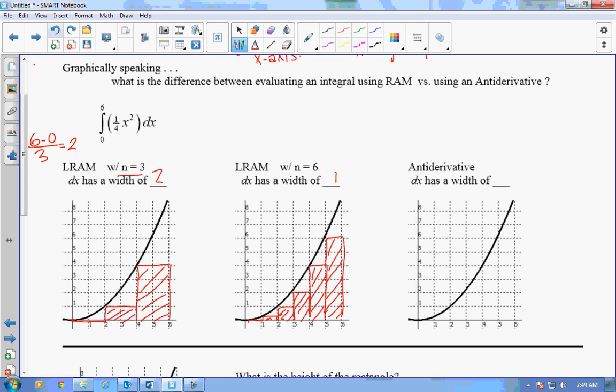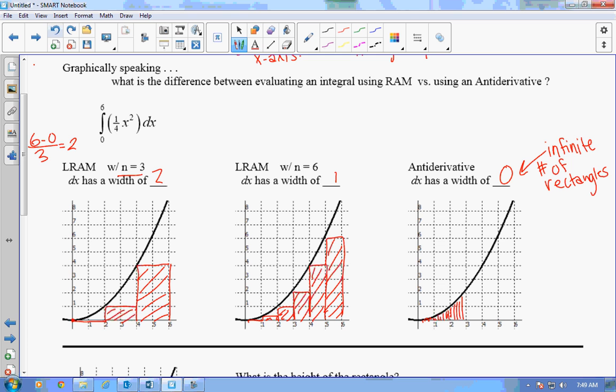What would give us a better approximation? The antiderivative, because the more and more rectangles we add in, the more accurate we are, right? So with the antiderivative, each rectangle has a width of 0. Why would we say it has a width of 0? Exactly, an infinite number of rectangles.